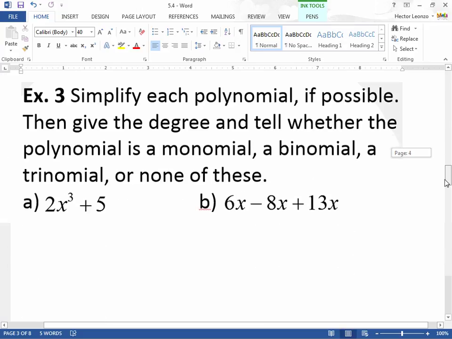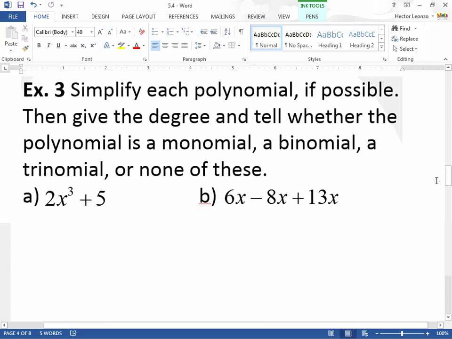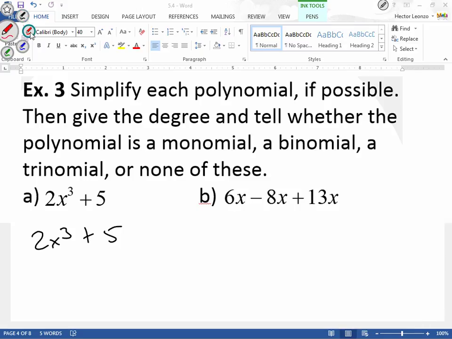Now, looking at an example here, it says simplify each polynomial if possible, then give the degree and tell whether the polynomial is a monomial, binomial, trinomial, or none of these. So looking at A, I cannot combine these because they have different letters. This is x to the third. This one doesn't have an x. So when I simplify, I get 2x to the third plus 5. Right? There's nothing I can do.